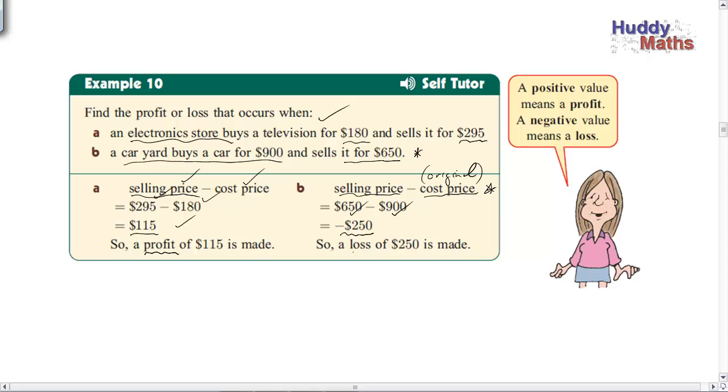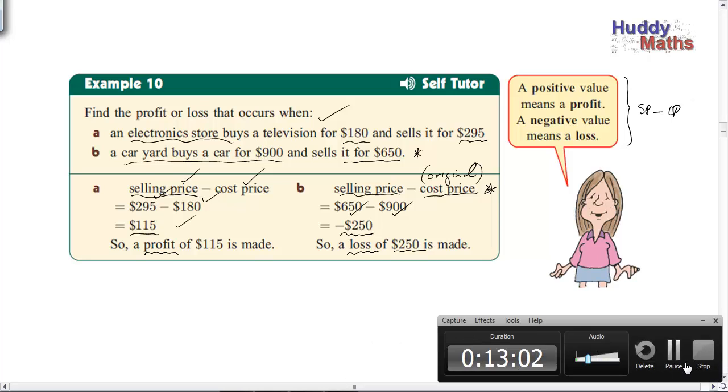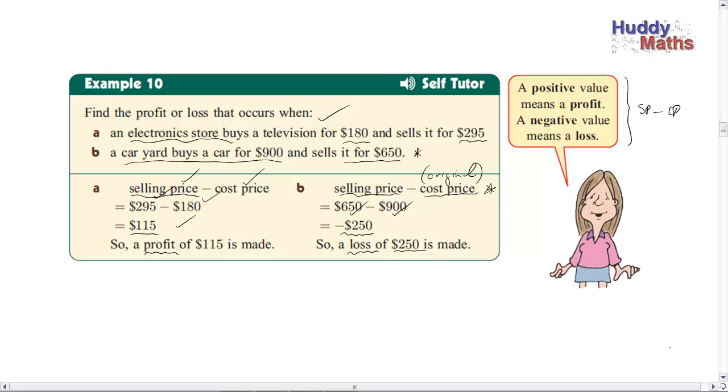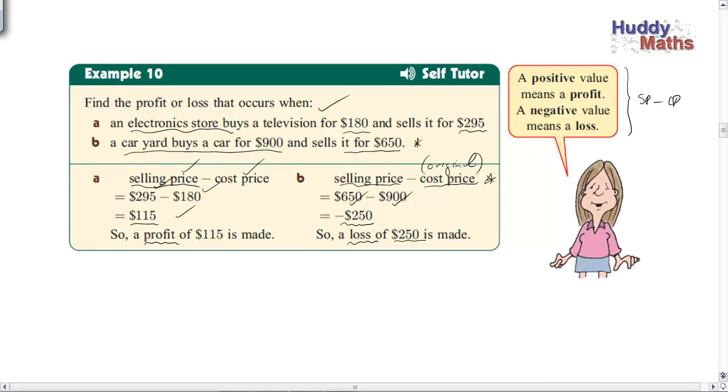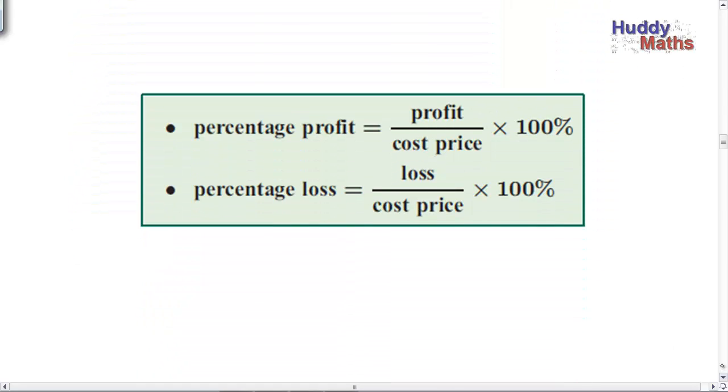Negative means what? Opposite direction. It's lost money of $250. Made a loss. So this little dude up here, she's saying a positive value means a profit, a negative value means a loss. Because we're always going to do selling price minus cost price. Okay. So I guess you're ready to have a go. Come down and have a look at this one here.